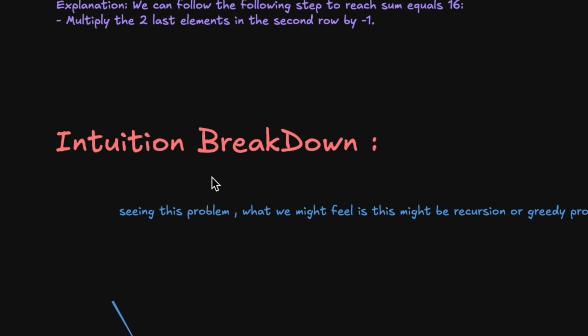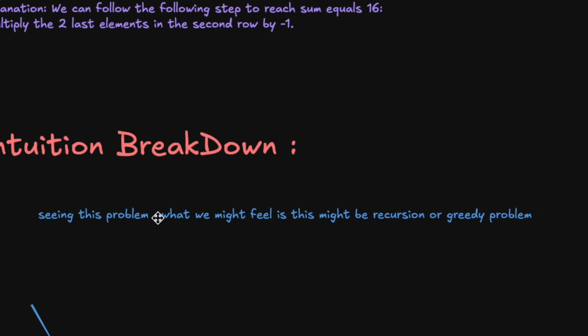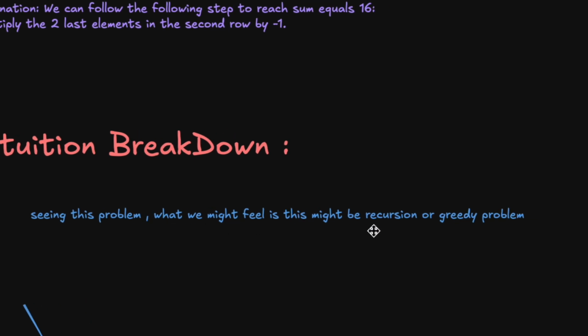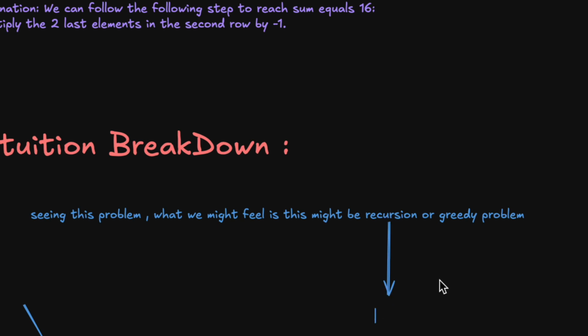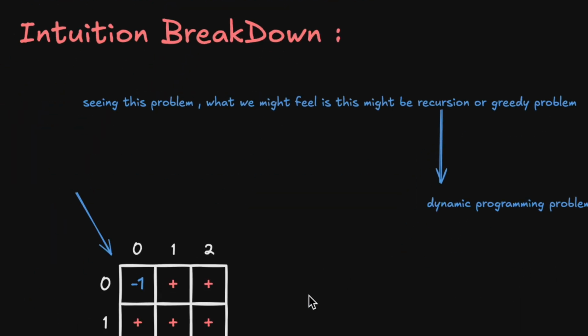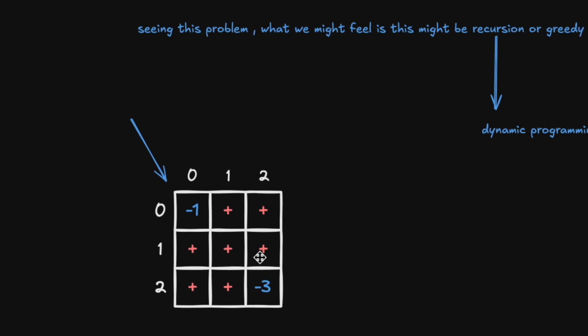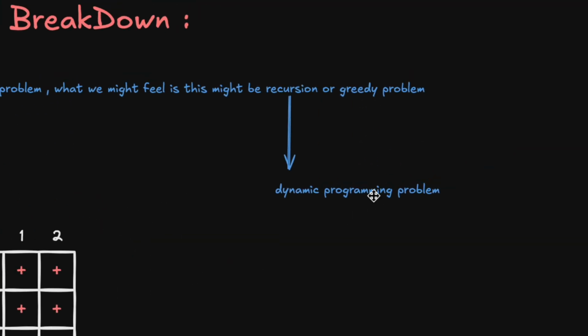Okay, so let me just break down the intuition quickly. On seeing this problem, what we might feel is this might be a recursion or greedy problem. By recursion, what I actually mean is this could have been a dynamic programming problem. It feels like there are some overlapping subproblems, but there aren't. So what we are left with is greedy.